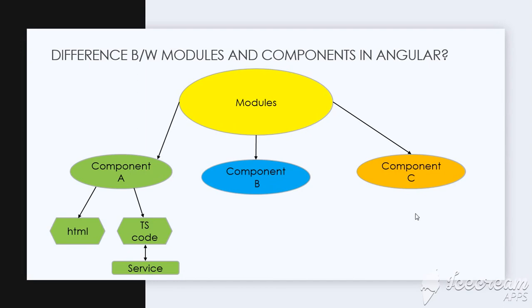So what's the difference between modules and components in Angular? Well, a component, we all know, is a standalone functionality which has an HTML file, a TS file with logic in the TS code, and then some service that can be attached to it. So this is what a component is in Angular. A component can work independently, as a standalone entity inside Angular.